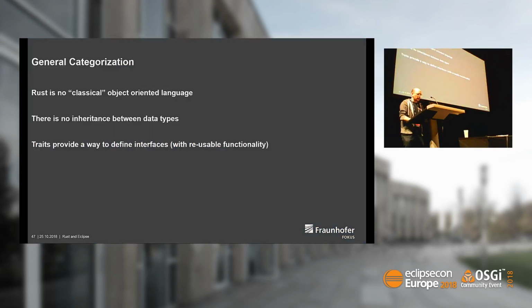Okay, behavior for types. Rust is no classical object-oriented language. It's similar to Go. You have no inheritance between data types, but you have these traits. Traits are like interfaces in Java, and you can basically inherit from them. It's not actually inheritance, but it's like inheritance.